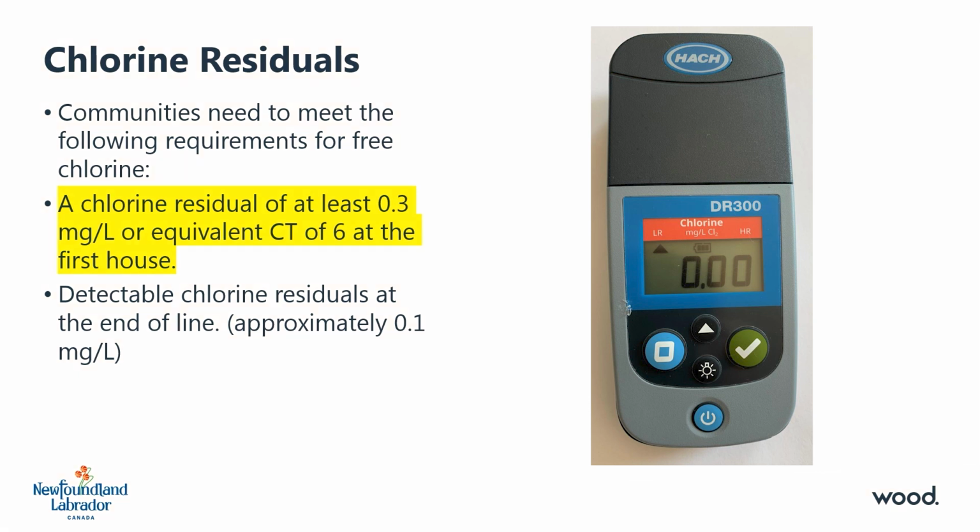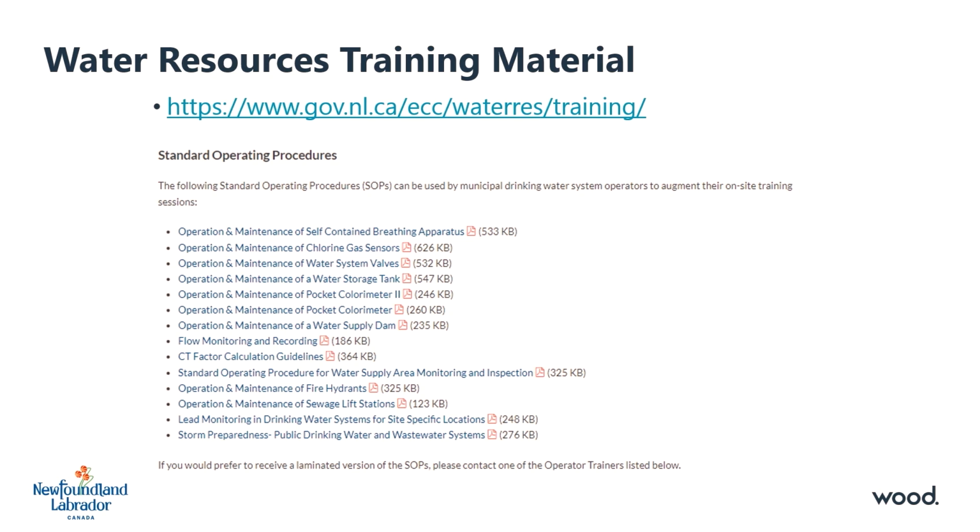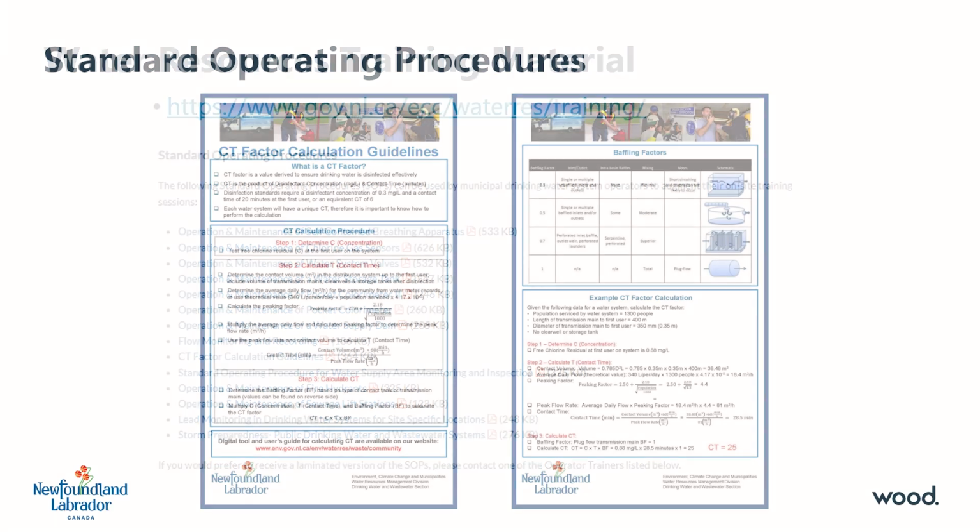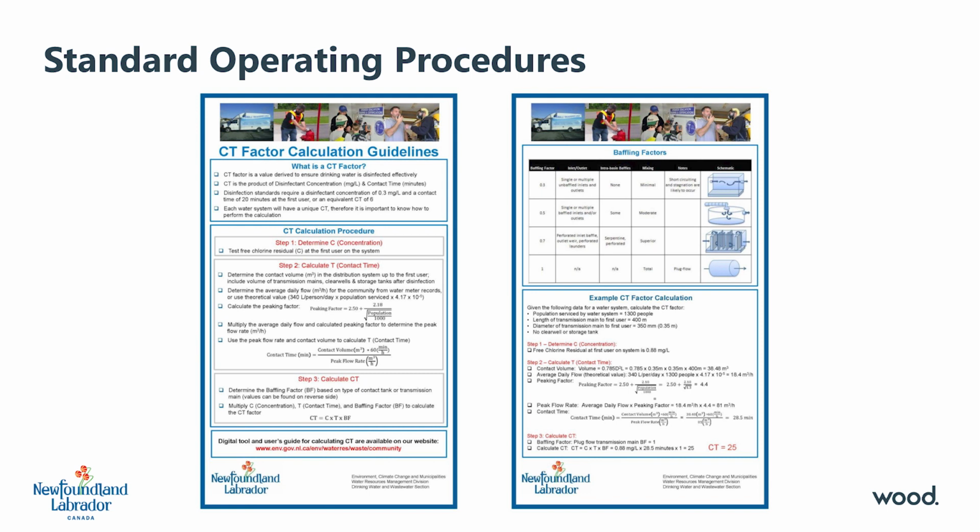The training webpage of the Water Resources Management Division website includes standard operating procedures, including one that addresses CT factor calculation guidelines. If these requirements are not met, the community should contact a regional Digital Government and Service NL office to determine if a boil water advisory is needed.